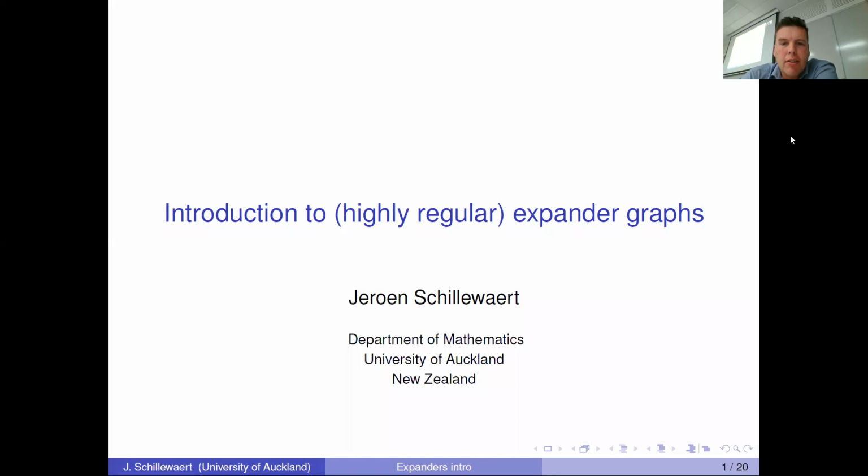So yeah, I'll speak on highly regular expander graphs, and I've put the highly regular in parentheses because I will mainly focus on expander graphs. I recently got interested in this topic and managed to construct some highly regular ones using geometric methods. My main area is geometry rather than expander graphs, but nevertheless, I'll tell you a little bit about them. I will assume that you have not heard of them before. If you have, you might recognize a lot of stuff.